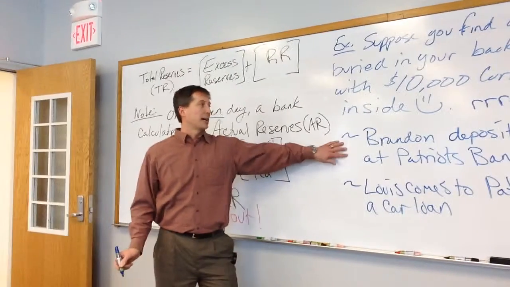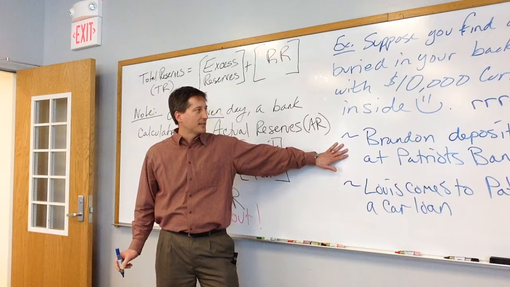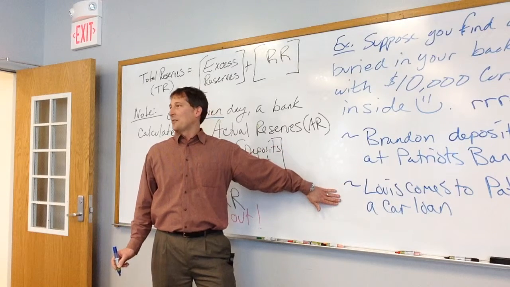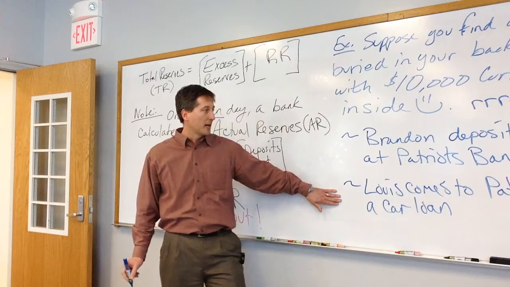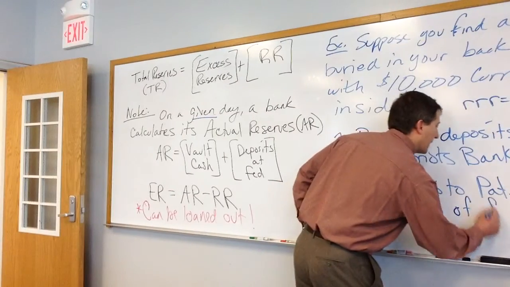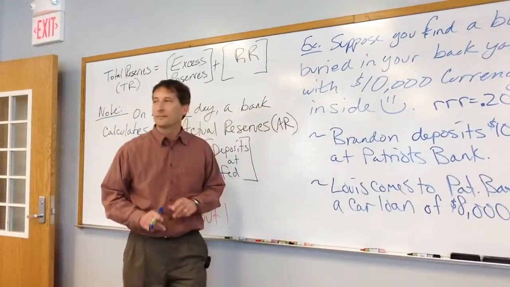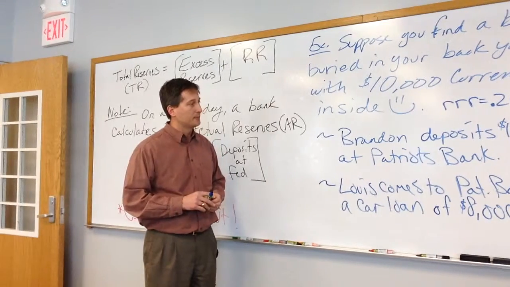If we kind of just try to imagine tracking these funds through the banking system here. What do they have to offer Lewis? What did he qualify for? How big of a loan? $8,000, right? So Lewis comes in to Patriots Bank for a car loan of $8,000. Yep, 1 minus 0.2. So they can loan out 80% of it.